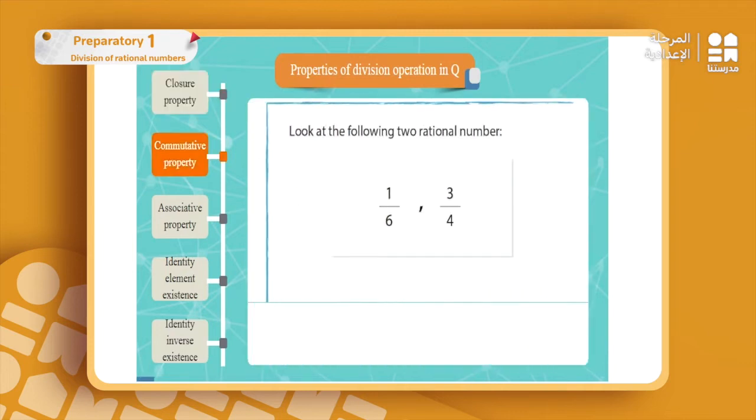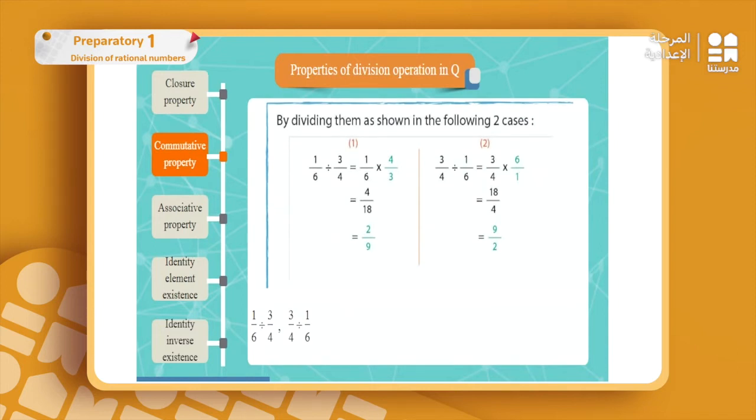The second property is the commutative property. It states that the division operation in Q is not commutative. Look at the example on the screen. We have two rational numbers, 1 over 6 and 3 over 4.